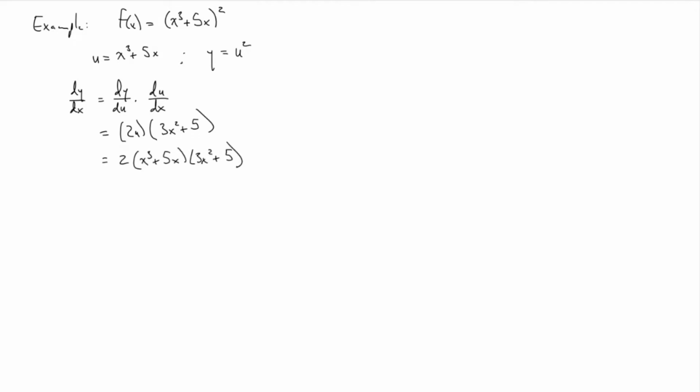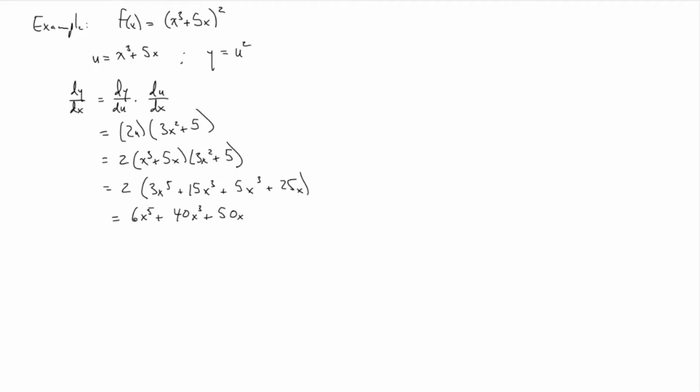That's not such a satisfying answer because it's still got a u in it. But we know that u is equal to x cubed plus 5x, and so we can replace the u with x cubed plus 5x to get this expression here. And if you wanted to take the time to simplify or expand or distribute this algebraically, you'd come up with the polynomial 6x to the fifth plus 40x cubed plus 50x.